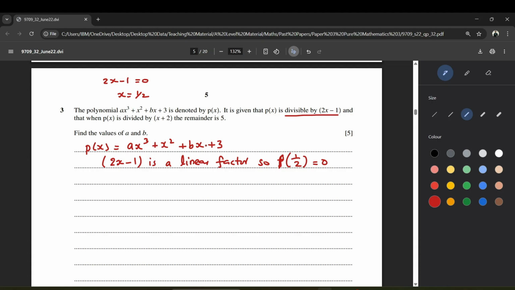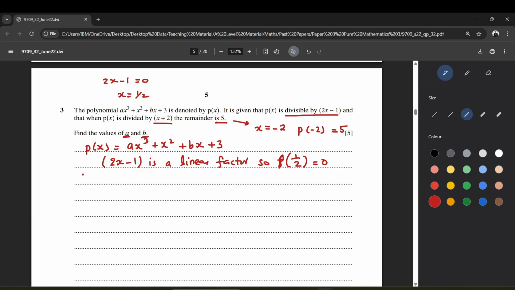And secondly, it says that when p of x is divided by x plus 2, the remainder is 5. So that would mean that if I say the value of x is minus 2, p of minus 2 will be equal to 5. Here we'll get two equations and we will solve them simultaneously because we have to find the unknown values a and b. So let us first form the equation from the first given information.